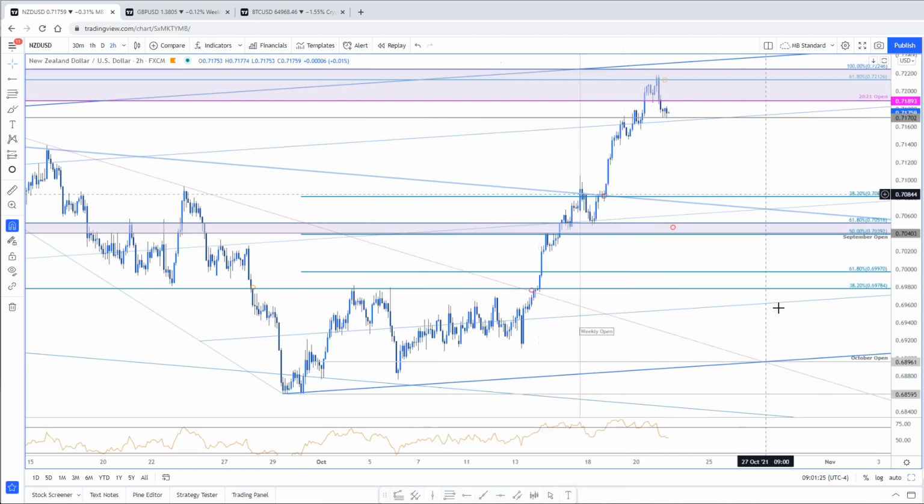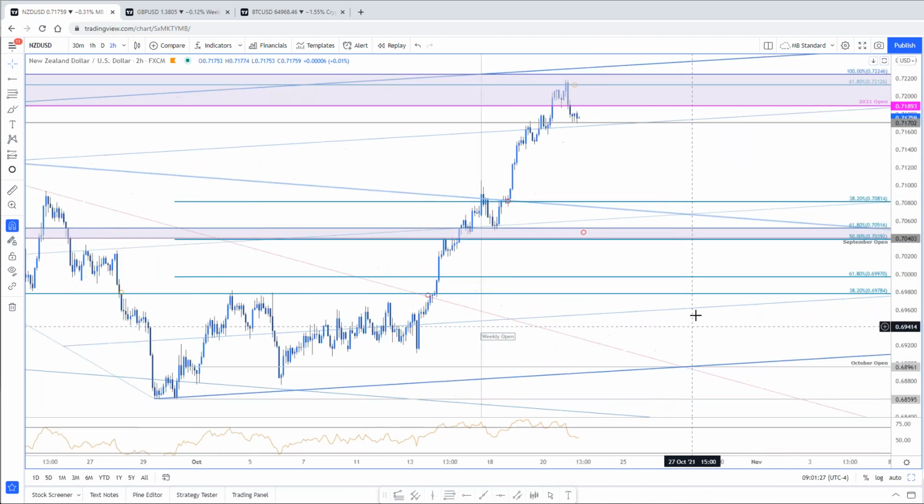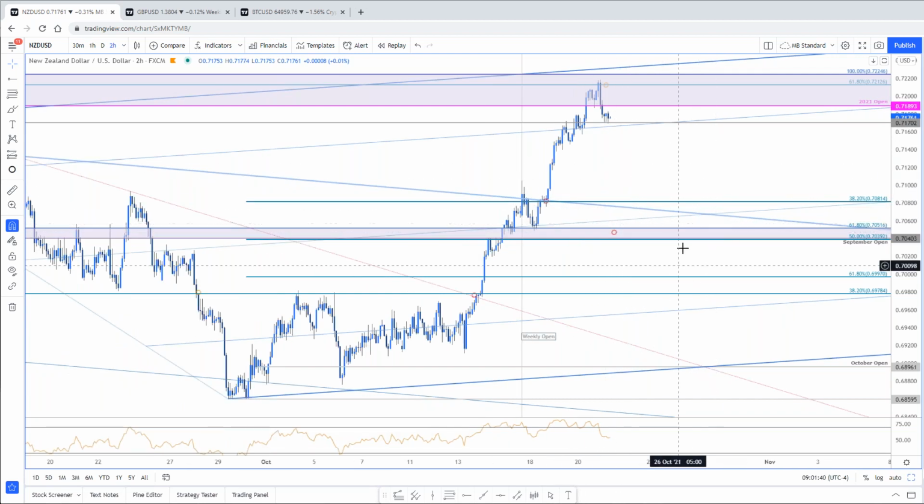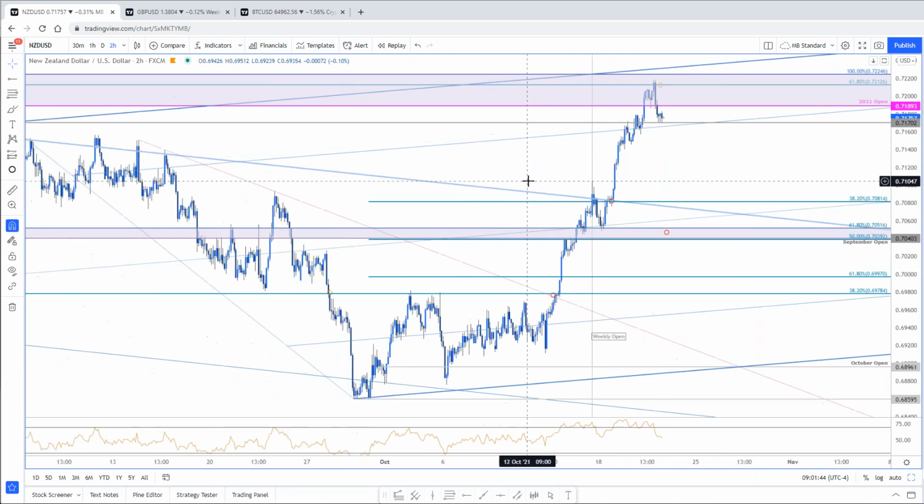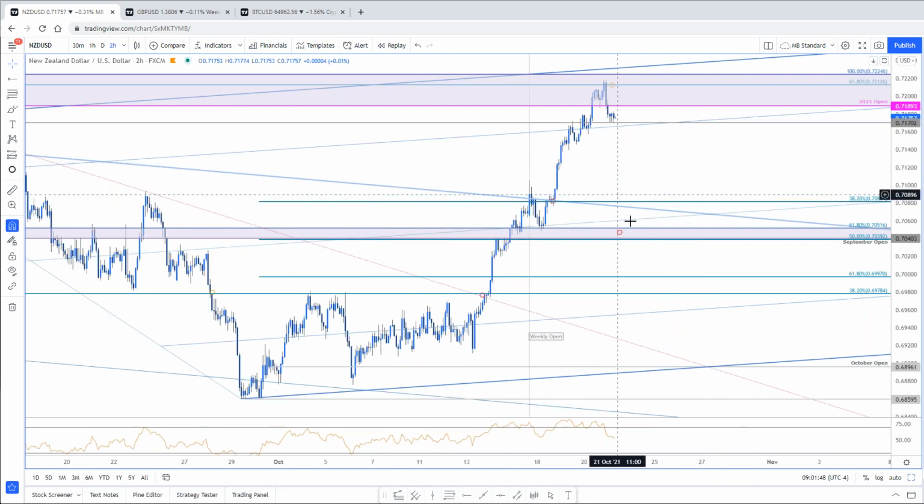Okay, look where the 38.2 comes, right above the weekly open. So just to get a 38.2 of the rally, it's going to necessitate a drop to the weekly open. So 71 is obviously your initial weekly opening range high. There's some pivots there. Watch that. But if we do buckle lower, 70.80, guys, it's almost 100 pips.